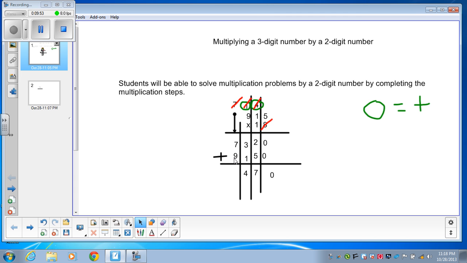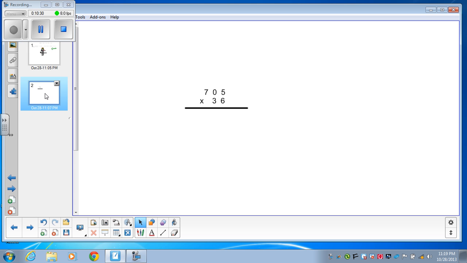Now we have to add 9 plus 7, 9, 10, 11, 12, 13, 14, 15, 16. 6, carry my 1. There's no other number here, so I need to bring it down. When I bring it down, my answer to this multiplication problem is 16,470.